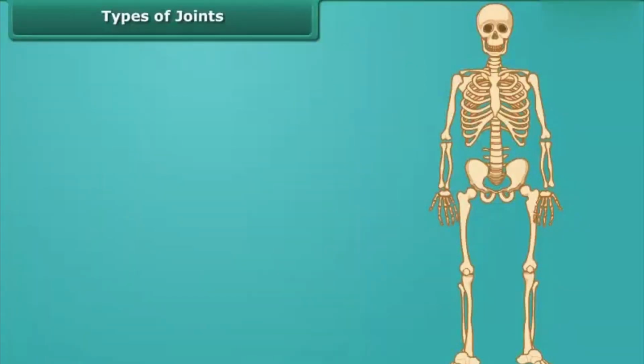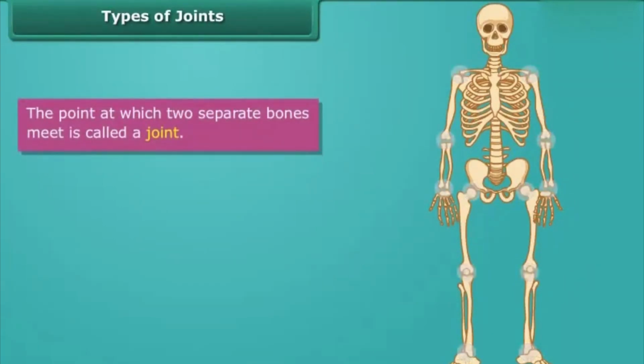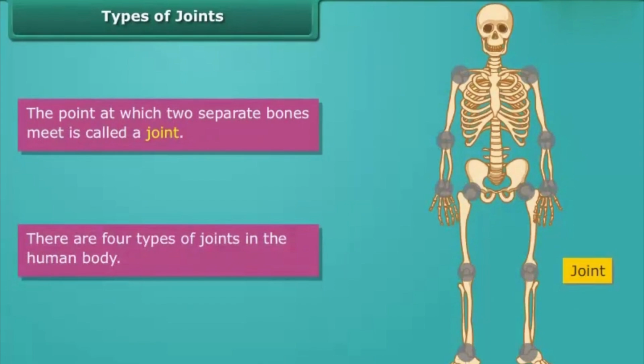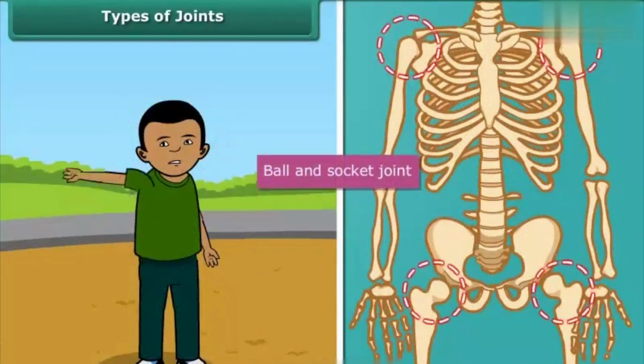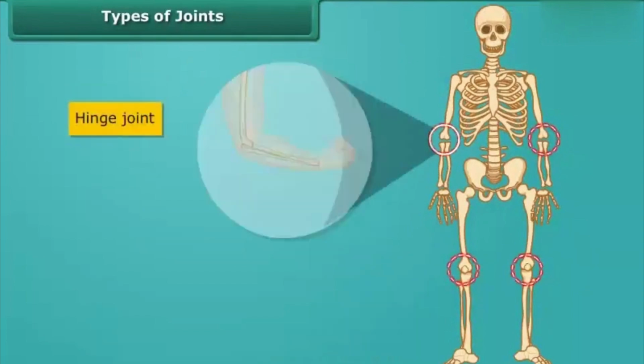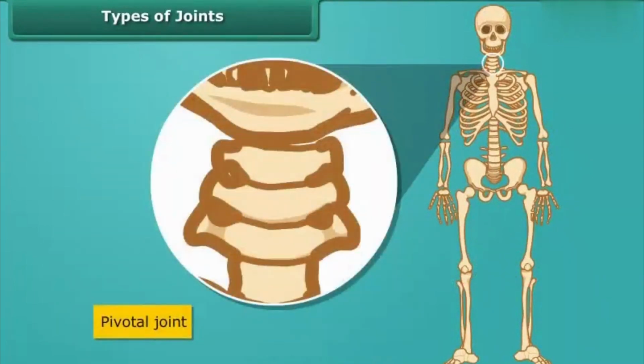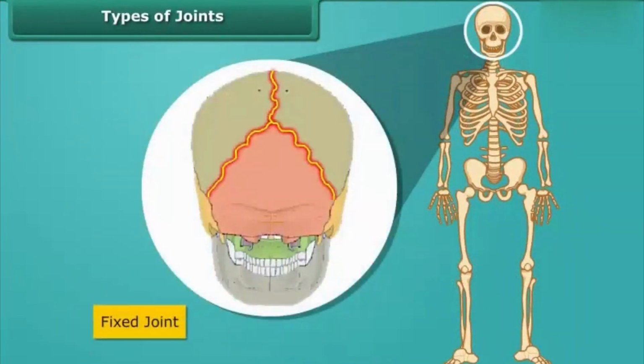Types of joints. We have just studied the bones. Now it's time to know the joints. The point at which two separate bones meet is called a joint. There are 4 types of joints in the human body. They are the ball and socket joint, hinge joint, pivotal joint, and fixed joint. Before learning about each joint in detail, let's have an activity.